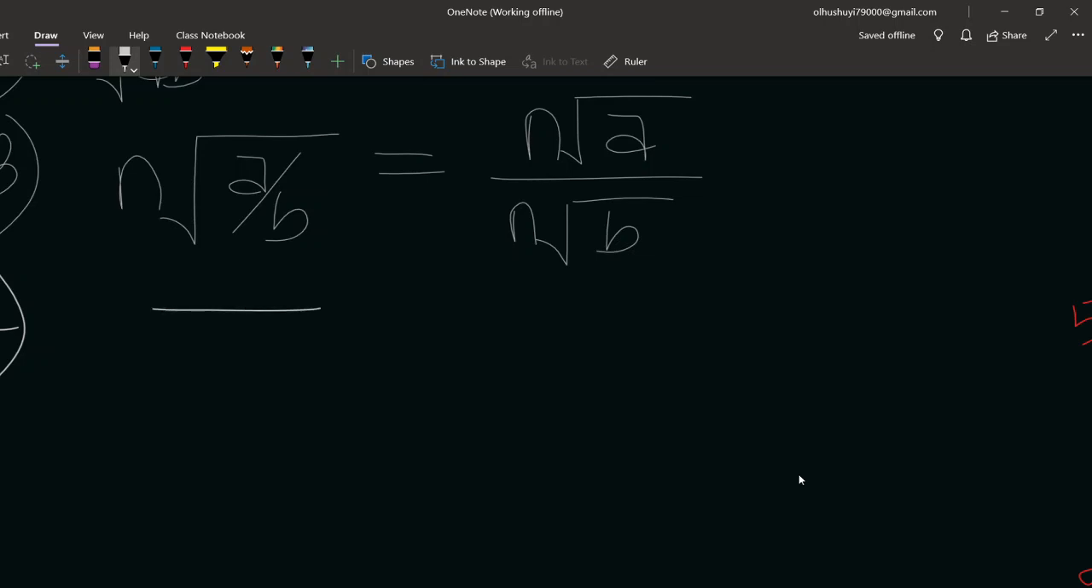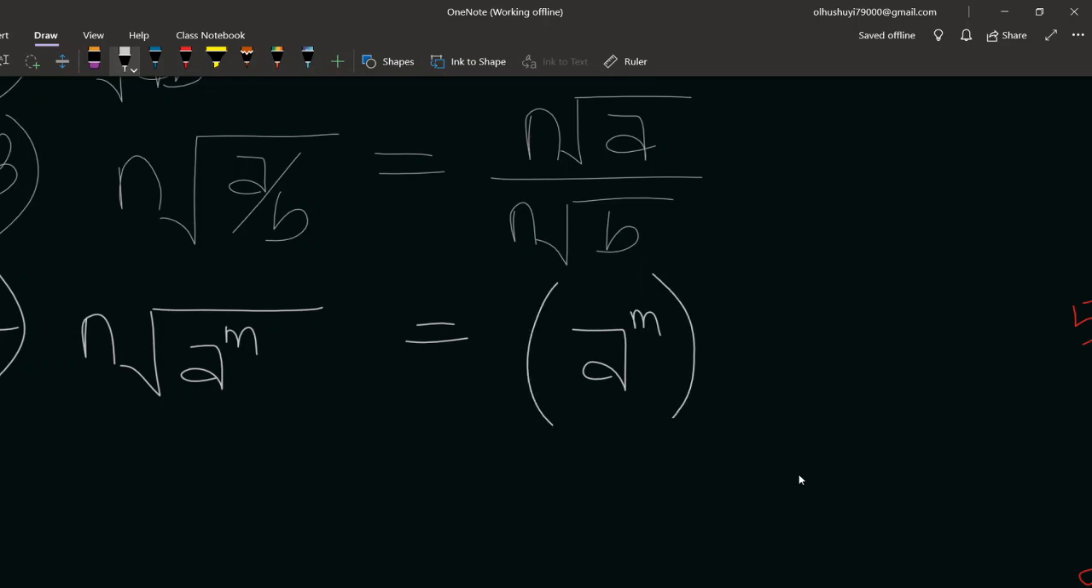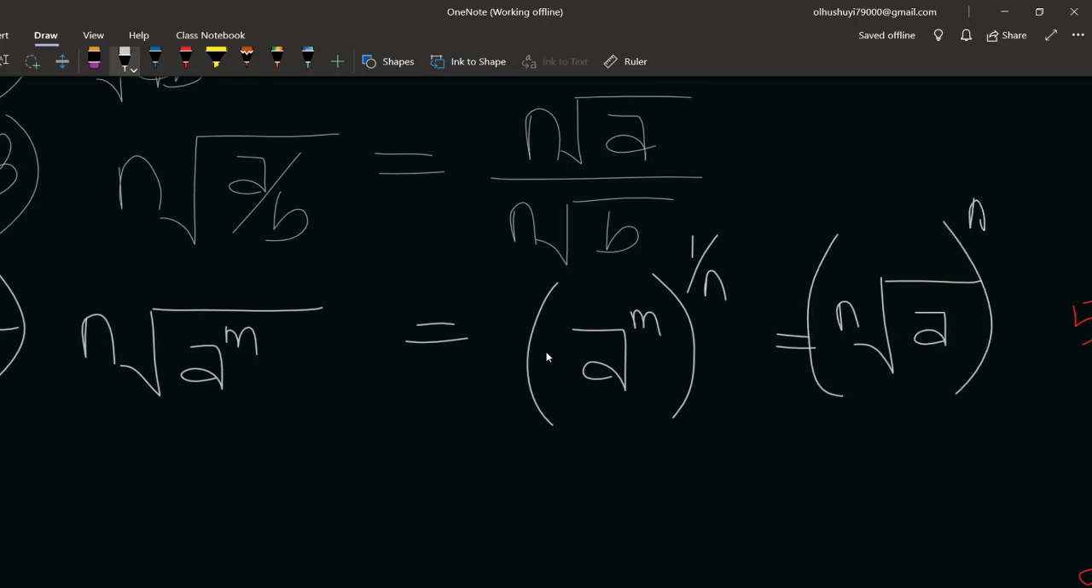Then for 4, you have the nth root of radicand A raised to the power of m. What will that become? This is still the same thing as A raised to the power m. Then you bring your 1 over n outside, because this will form the nth root, and this is still the same thing as the nth root of A, everything raised to the power of m. Can you get that?